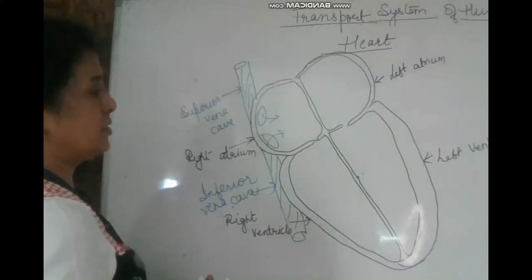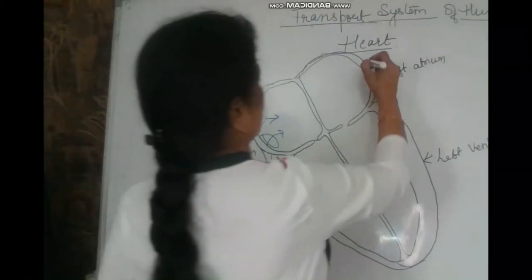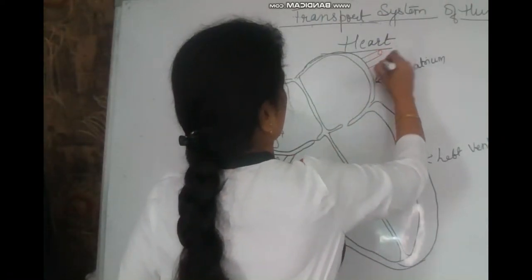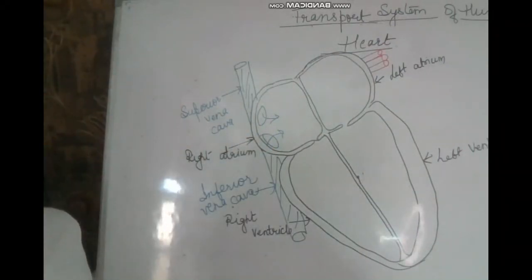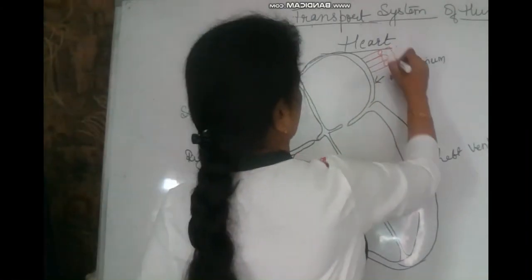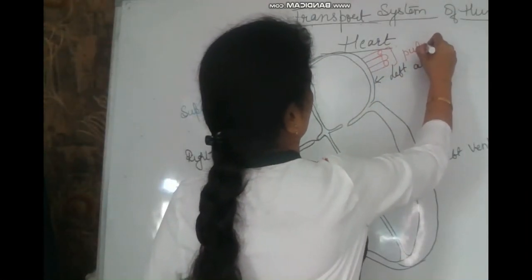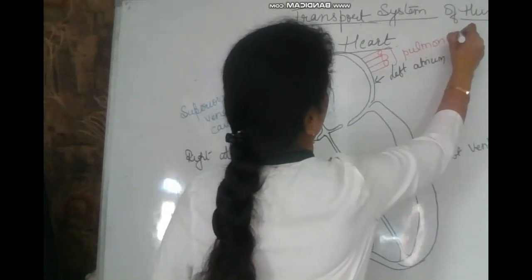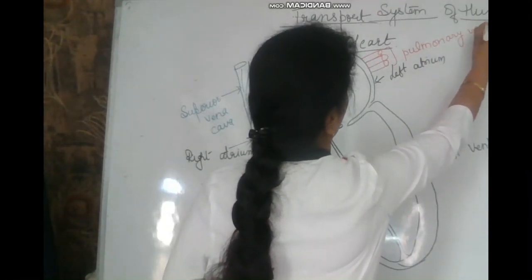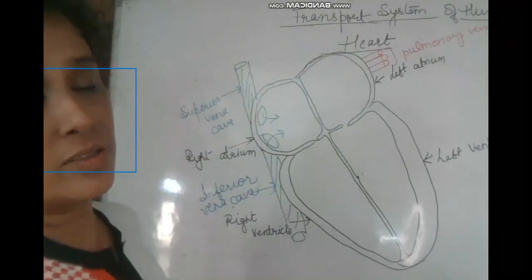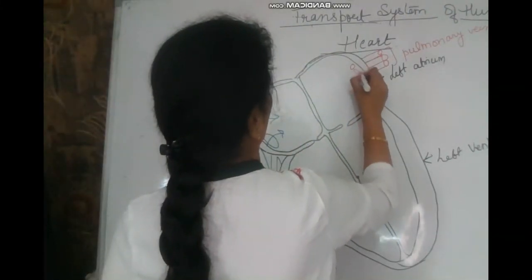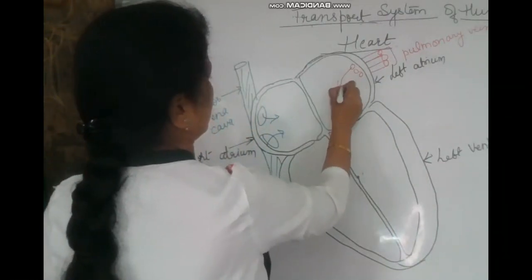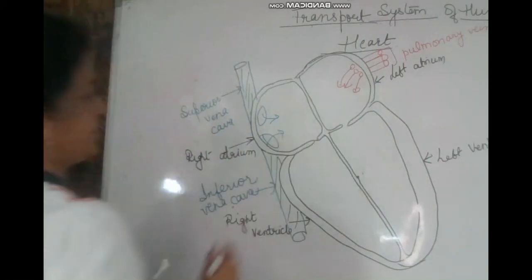The another vein that is coming to the heart is these 3. There are 3 pulmonary veins because there are 3 lobes of lungs. These are pulmonary veins. I have drawn it in red color because these are carrying the oxygenated blood. So 3 openings of these, they are bringing blood here.